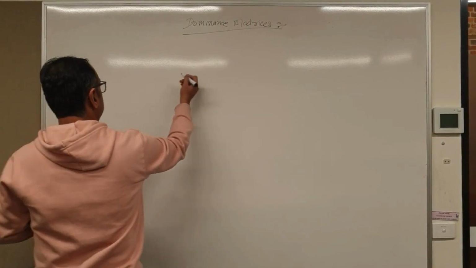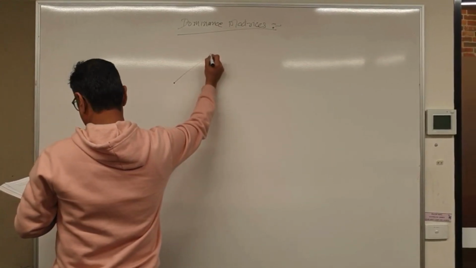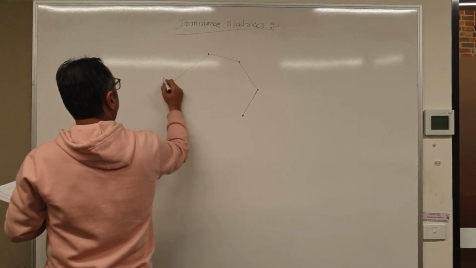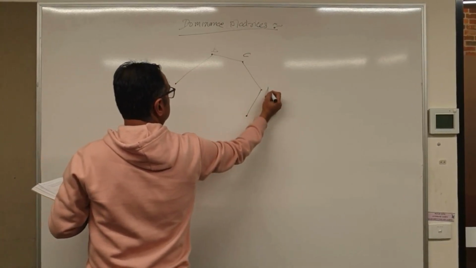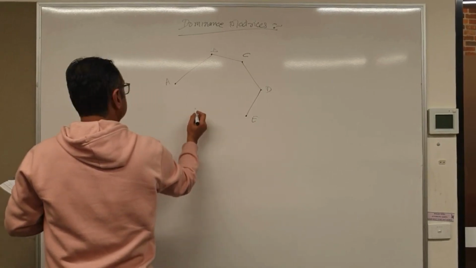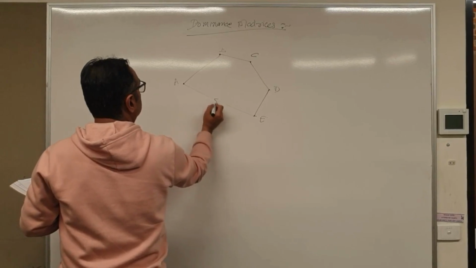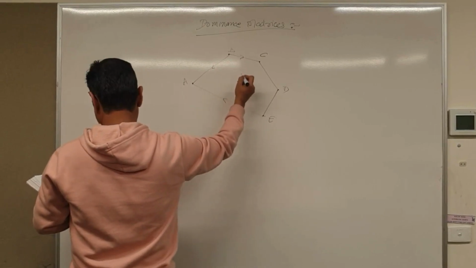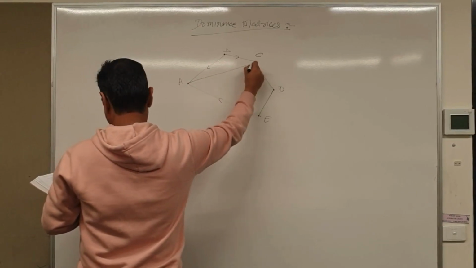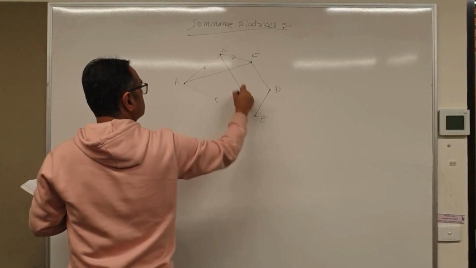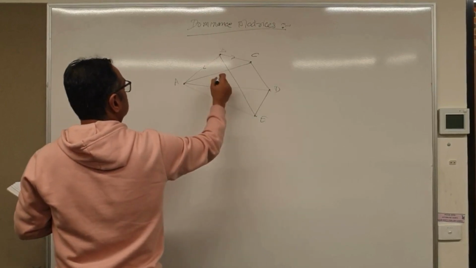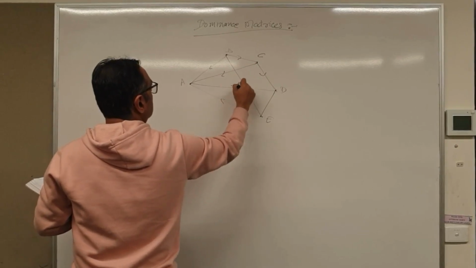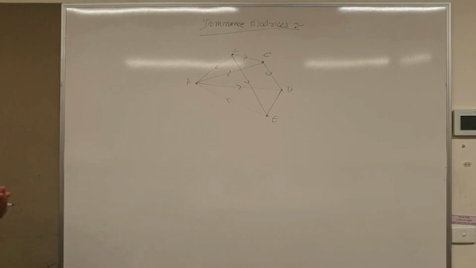Start with dominance. Let's say I'm just taking the example of the book. So we've got A, B, C, D, E, and you've got an A here. I'm just making something up, right? Let's say you've got a network, a diagram like this.